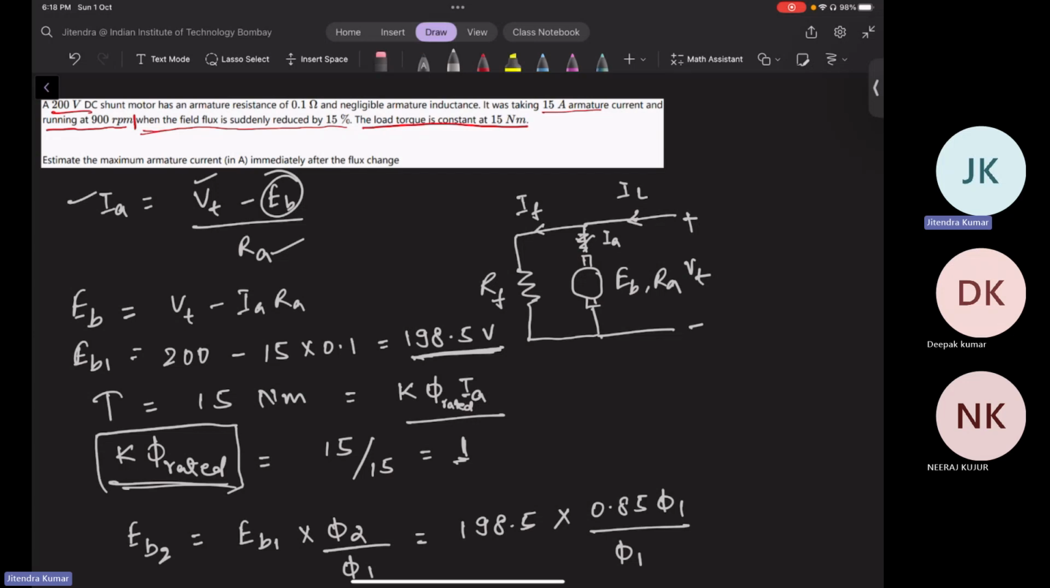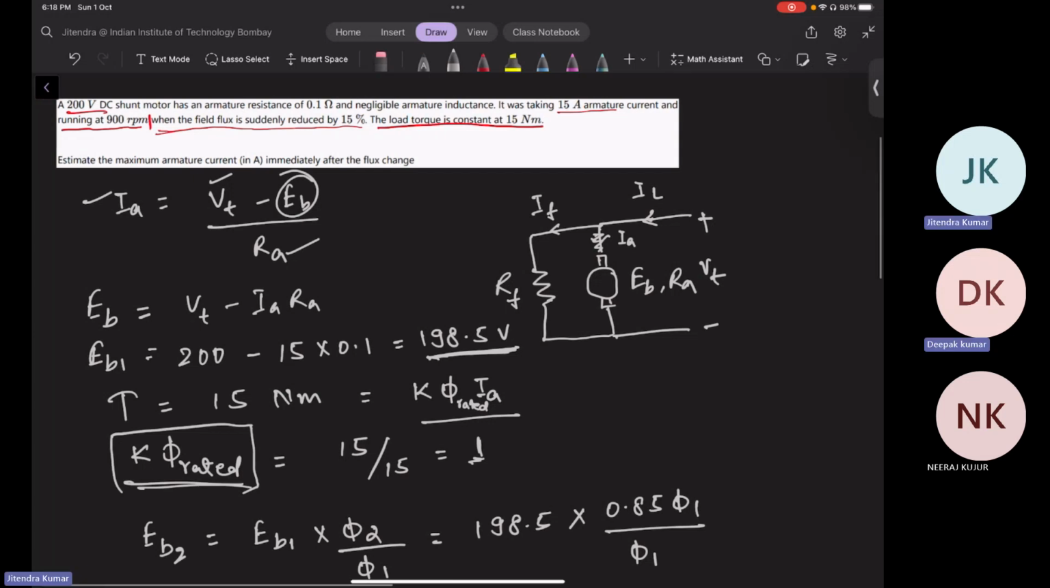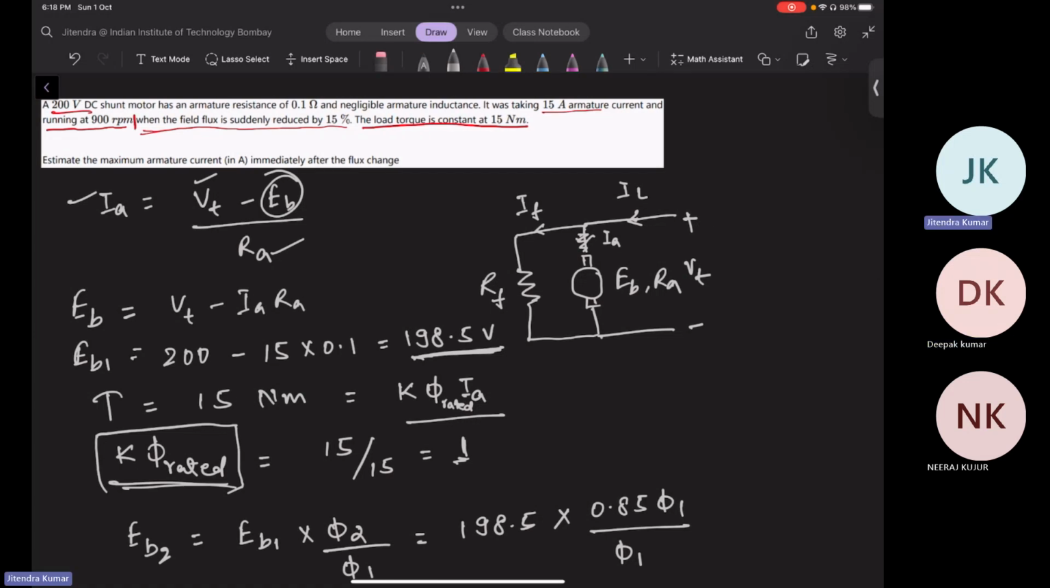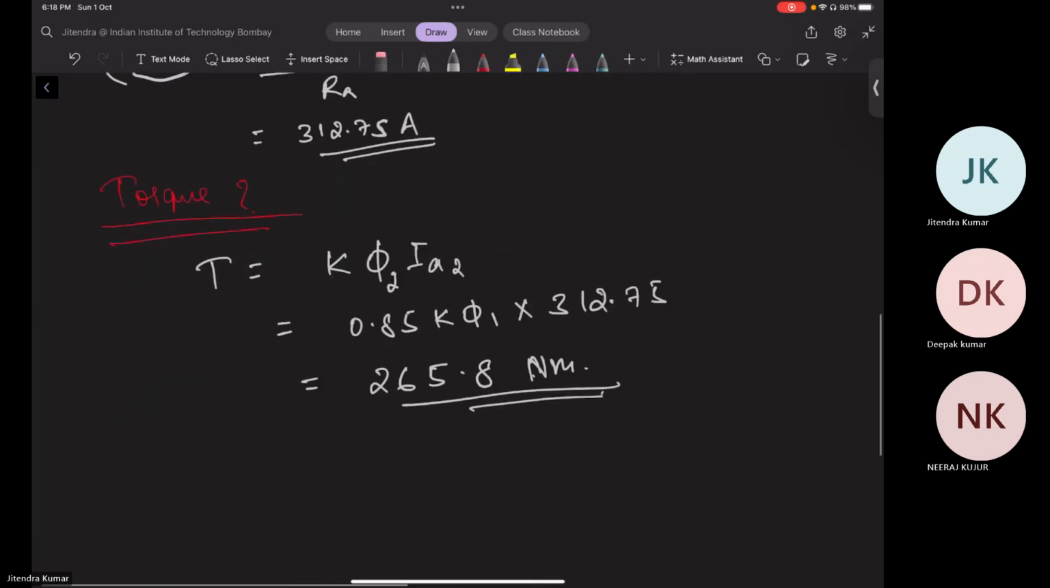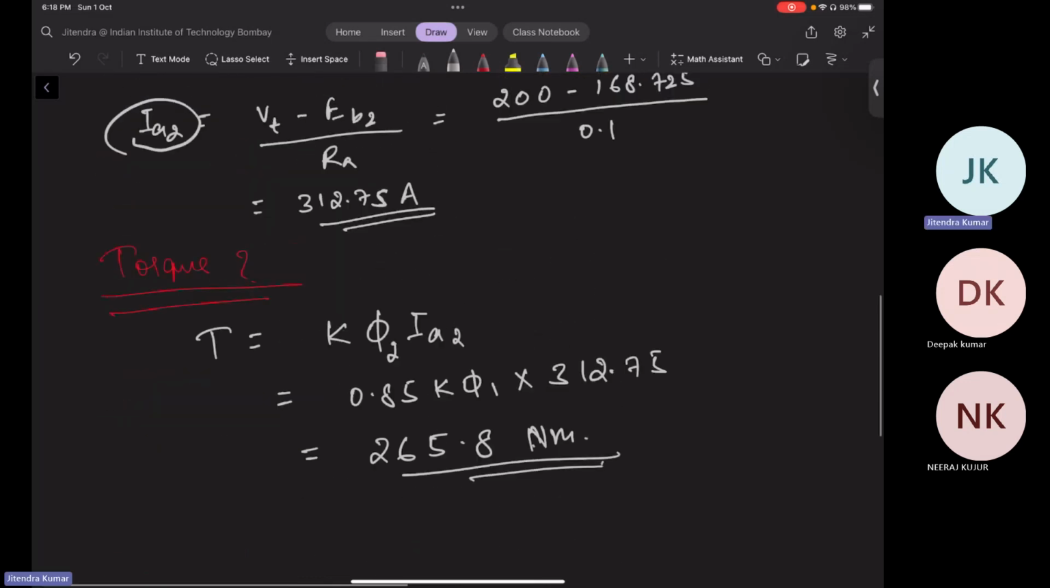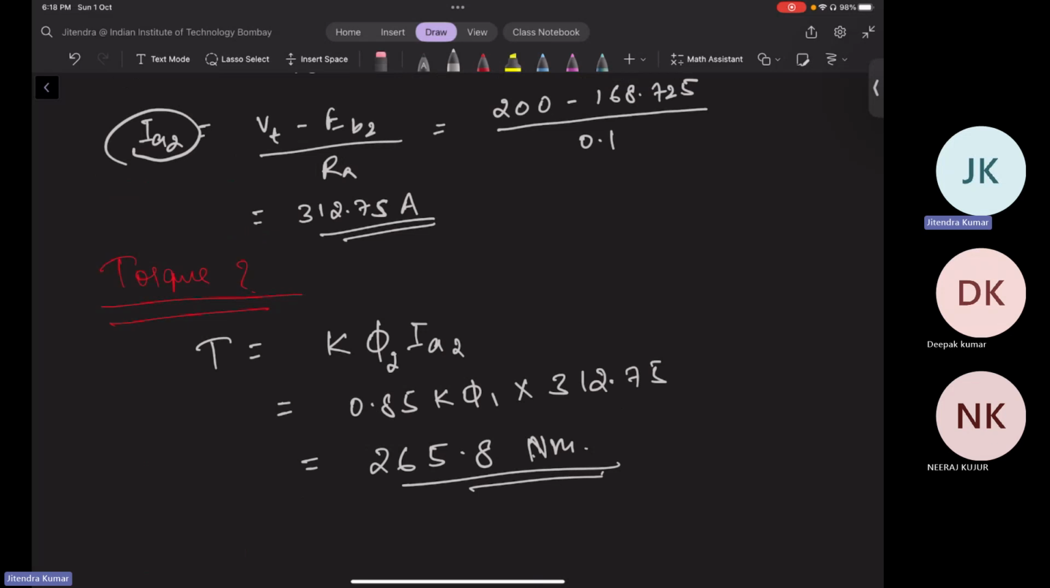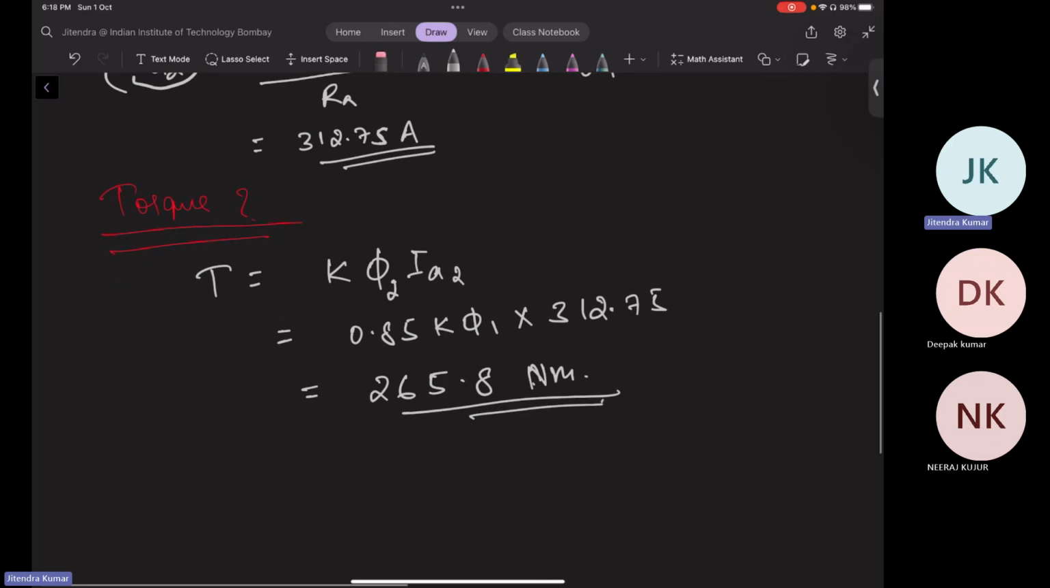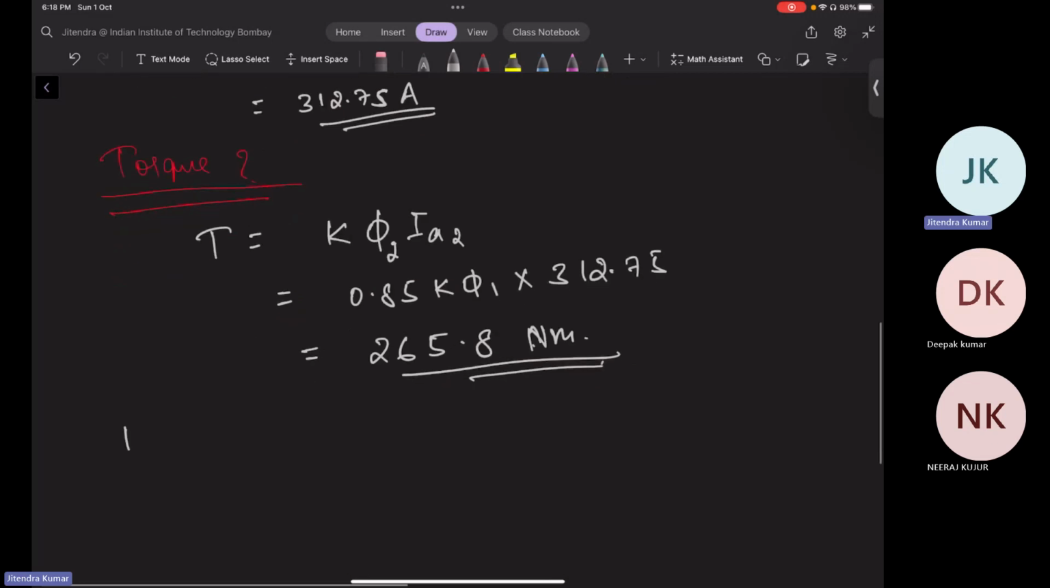Okay, sir. Okay. So that's why I had to assume constant speed because of 900 RPM. Otherwise, in a steady state, of course, there will be different scenarios. So in the transient period, it will draw such a huge current of 312 amps and 265.8 Newton meter. Okay. Now, the next part we have is estimate the armature current. What will be the armature current at a steady state?